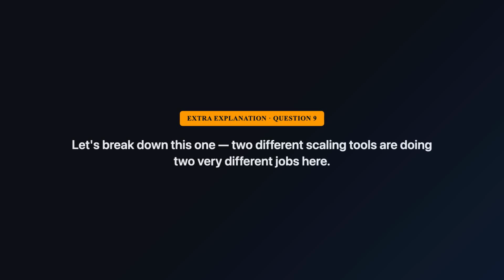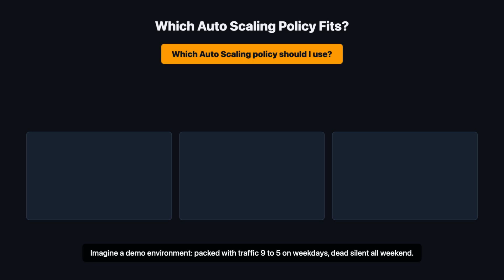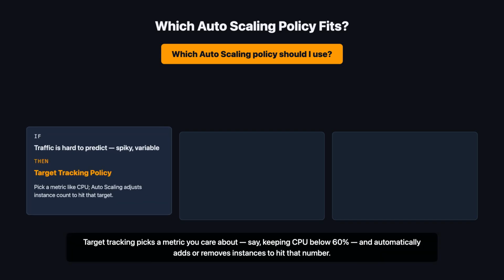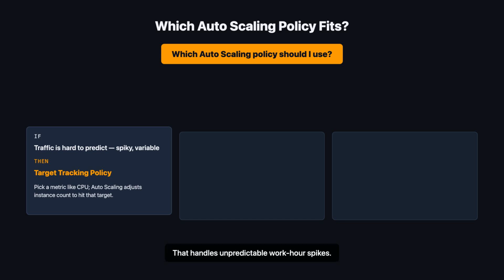Let's break down this one. Two different scaling tools are doing two very different jobs here. Imagine a demo environment, packed with traffic 9 to 5 on weekdays, dead silent all weekend. Two auto-scaling tools solve two different problems here. Target tracking picks a metric you care about, say keeping CPU below 60%, and automatically adds or removes instances to hit that number. That handles unpredictable work hour spikes.